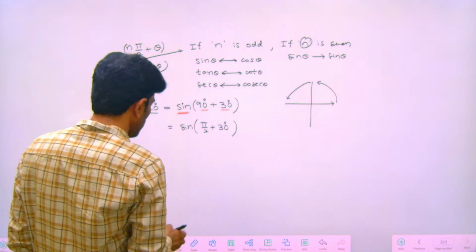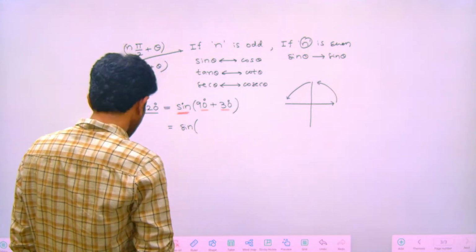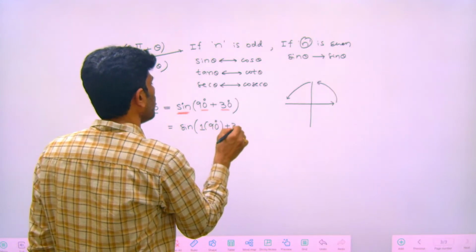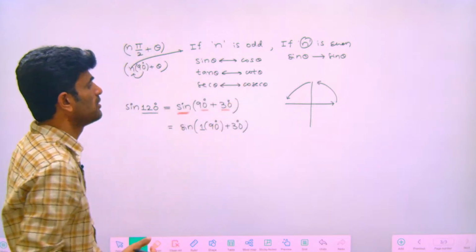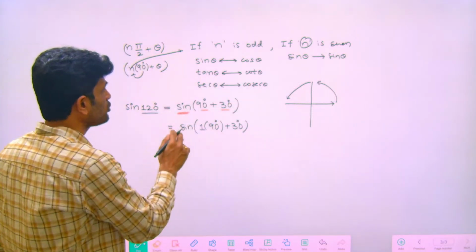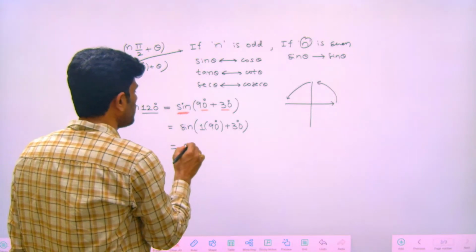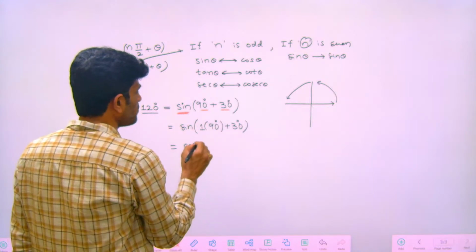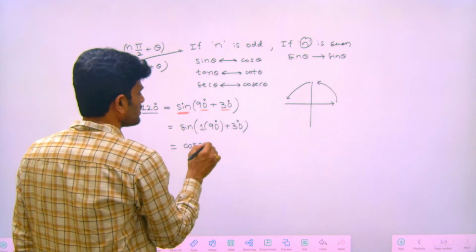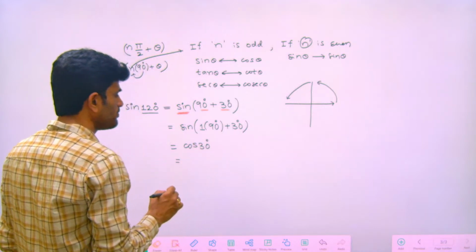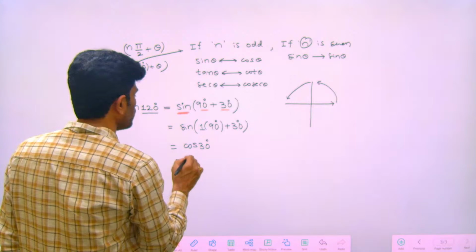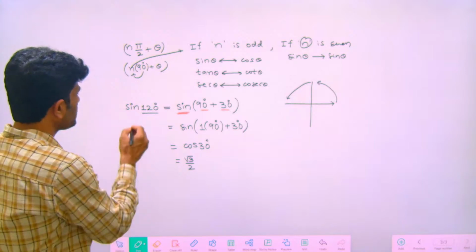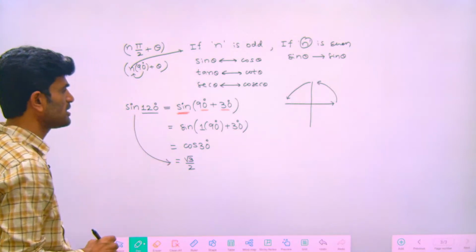Now we have 90 plus 30 degrees. It is 1 into 90. 1 is an odd number. When n is an odd number, it should be changed. The sine should be changed to cos. So sin of 90 plus theta will become cos theta, cos 30 degrees. So the answer is what? Cos 30 degrees is root 3 by 2. So sin 120 degrees is root 3 by 2.